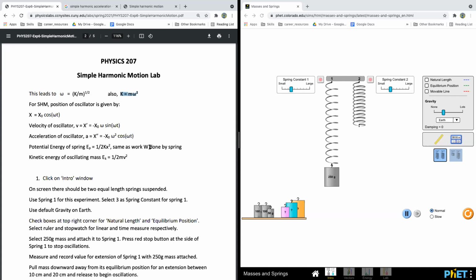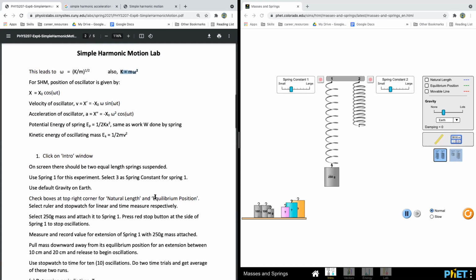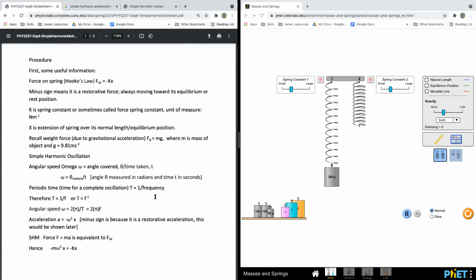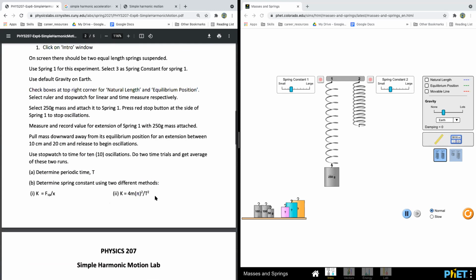And the same as the work W done by the spring is the kinetic energy of the oscillating mass. So this means the spring energy equals one half mv squared. So this is just a warm up, so we know what kind of equations we might use and may need to calculate while we do the lab.